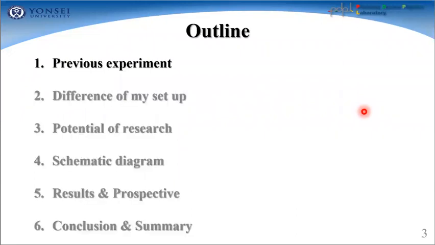The outline. First, I will explain the advantages of the diode pumped alkali laser and previous research. Second, I will mention the differences of my setup compared with previous research. Third, the potential of my research. Fourth, the schematic diagram of what I will do. Fifth, research results of the experiment and perspectives. Finally, conclusion and summary.